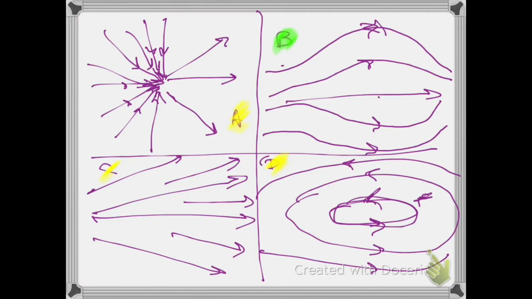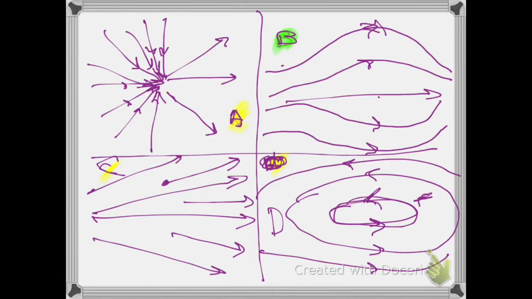Oh boy. That's D. A, B, C, D. Okay. So this one was D. The field lines in D don't start or terminate on anything except themselves.